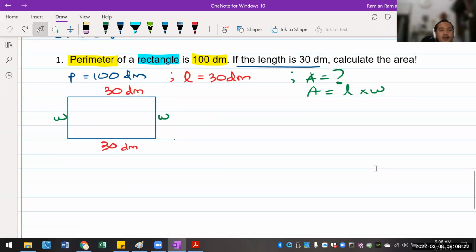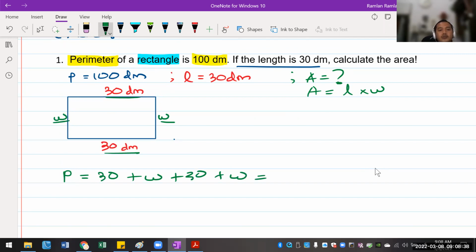So we can say that if I write this down as an equation, it would be P equals 30, this guy, plus W, this guy, plus 30, this guy, plus W for this guy, equals 100. And then you do the same exact thing to find W. After you get W, you can go back here to find the area. Get it? I'm going to give you 5 minutes maximum to do number 1. I've helped you with this, so don't complain, okay?